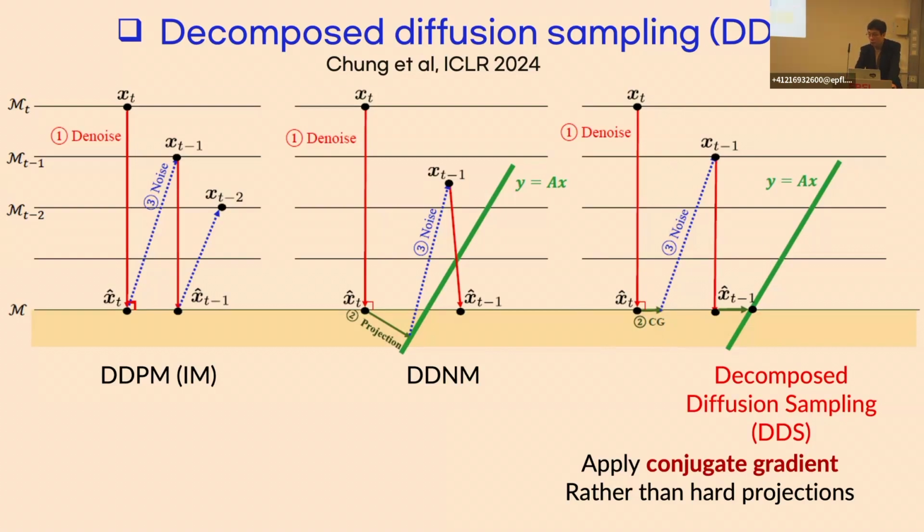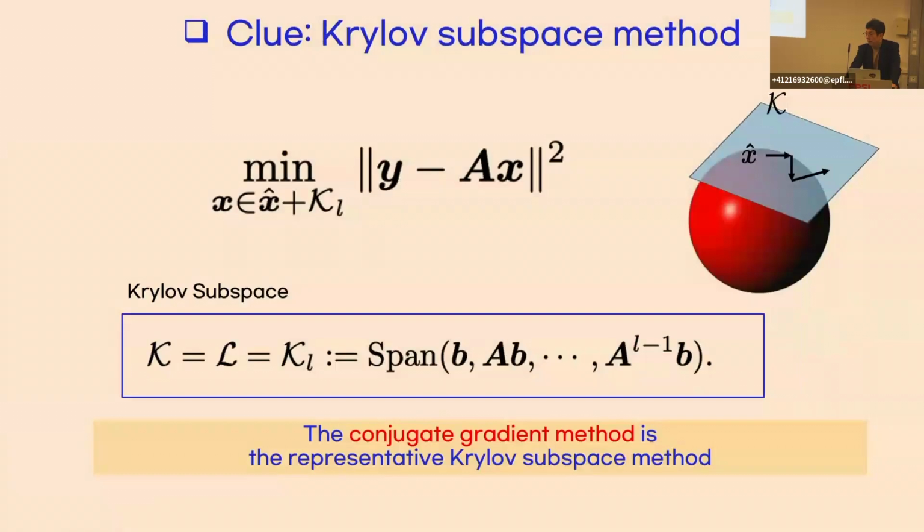In fact, in the optimization literature, there is a very well-established theory about the Krylov subspace method. The Krylov subspace method is, in fact, a zero-finding algorithm, but you can formulate it for the optimization problem as well.